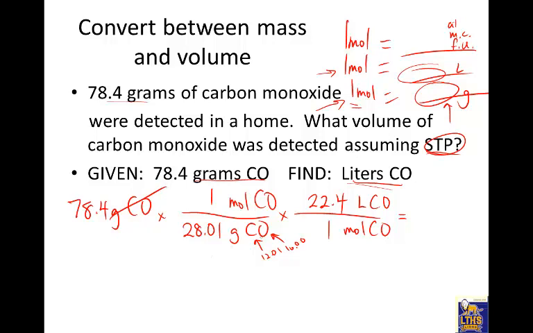And then math-wise, cancel out grams of carbon monoxide, moles of carbon monoxide. We're left with liters of carbon monoxide. I said dioxide, I meant monoxide. That's the toxic one. And then I do 78.4 divided by 28.01 times 22.4, and I get 62.70 liters of carbon monoxide. Okay. All right. Should we do another one?